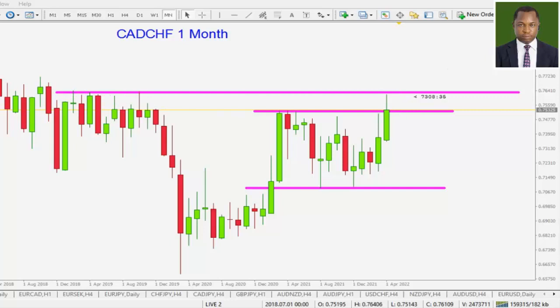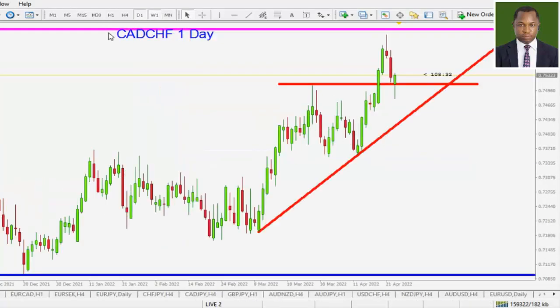So in this pair, I just want to advise you to possibly let this setup go. Even if it pushes to the upside, chances are that it may come back down soon. So I'm a bit careful with this type of setup.